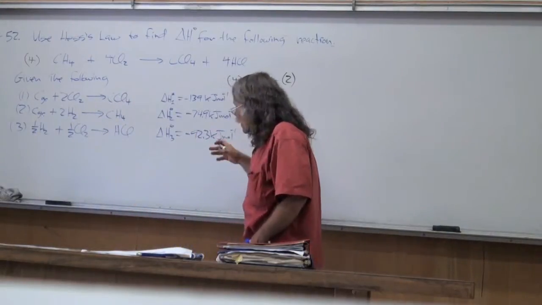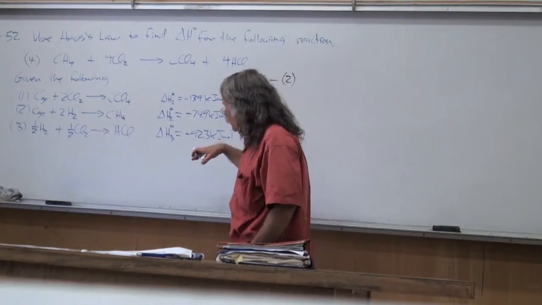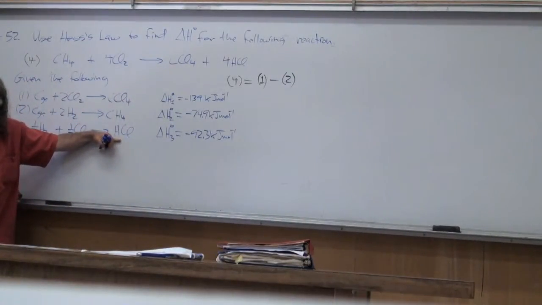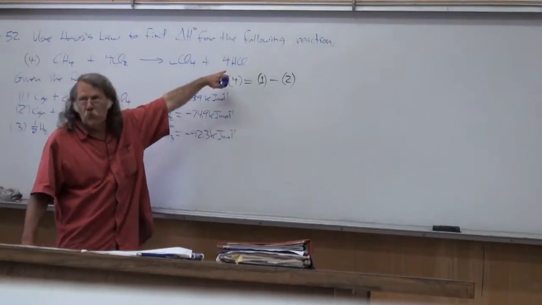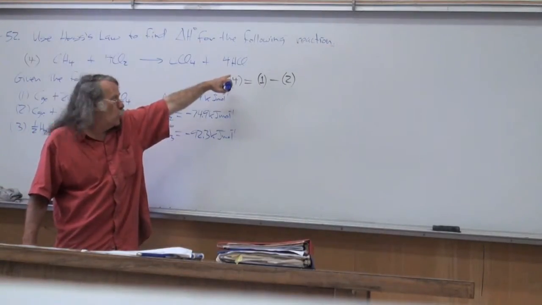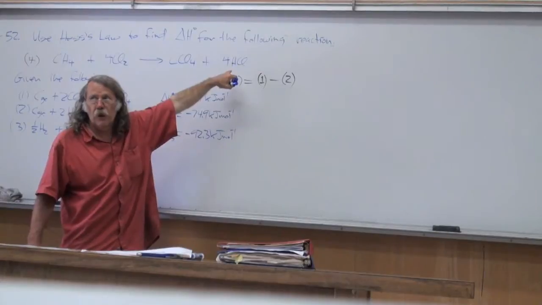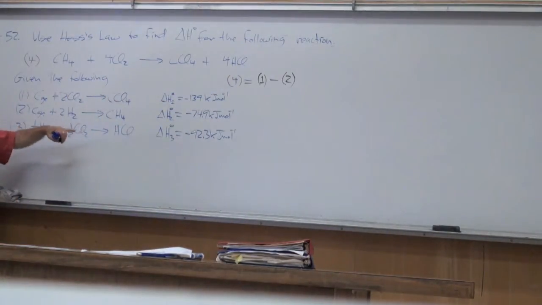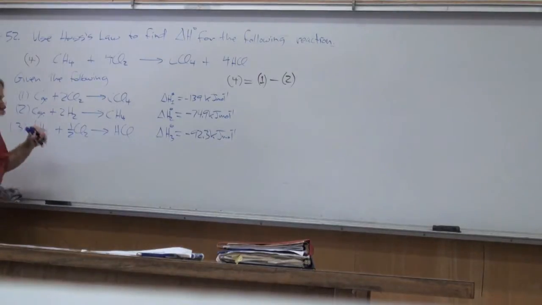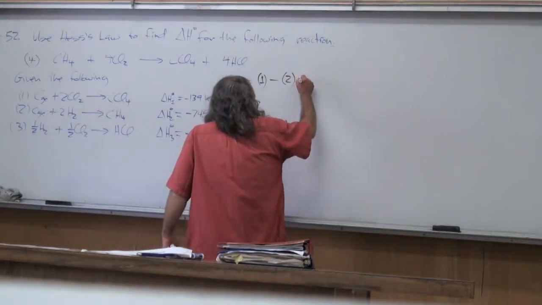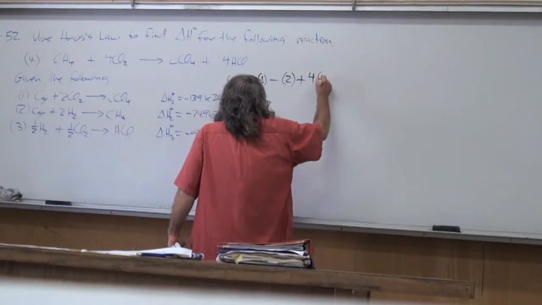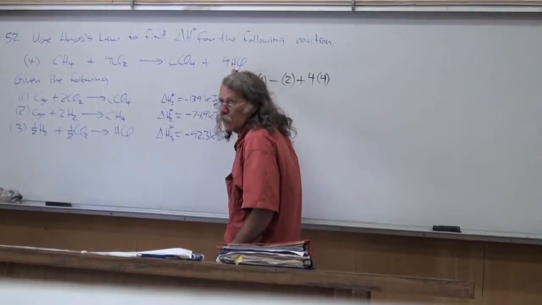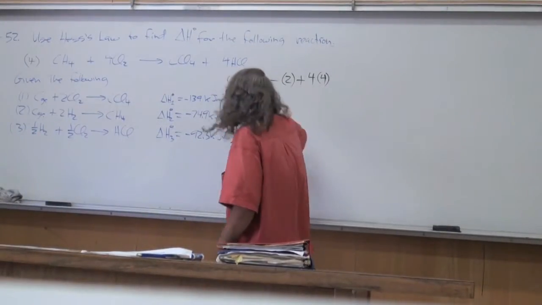And then in the last reaction, I have hydrochloric acid as a product. What have I got in reaction 4? I have 4 moles of hydrochloric acid, or hydrogen chloride. So what do I have to do to this reaction? Multiply it times 4. So it's going to be plus 4 times reaction 3. Why plus? Because this is a product, and this is on the product side. Sorry.